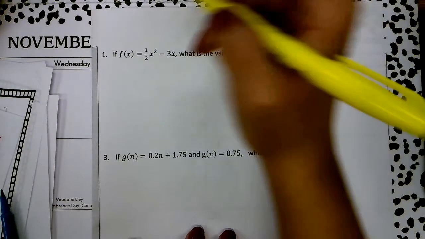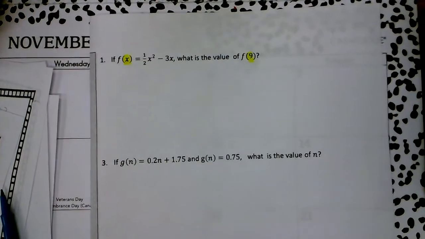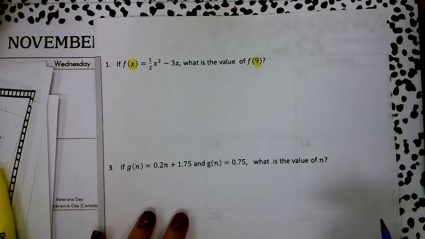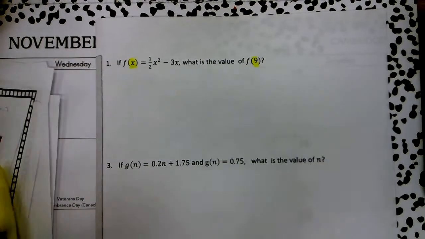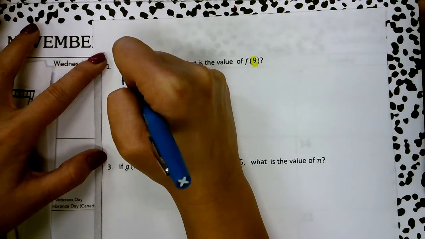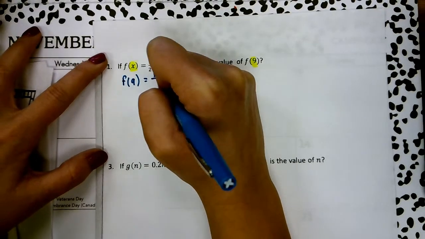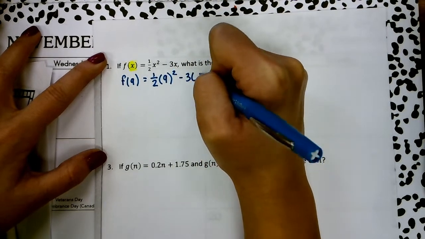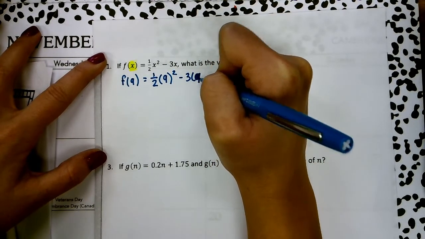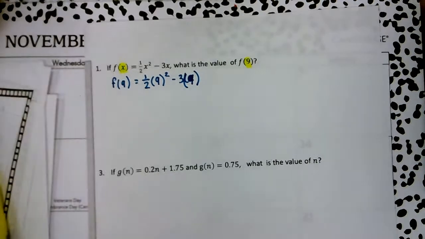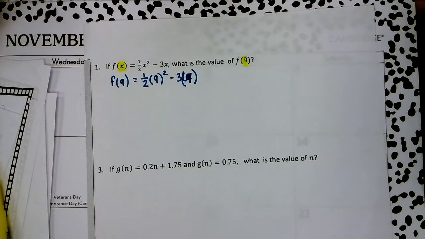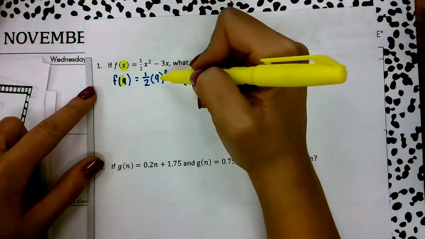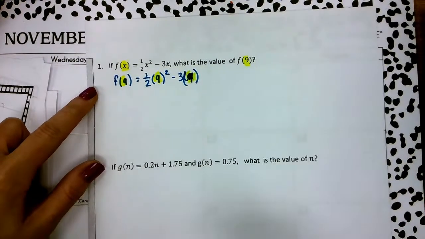So this 9 is in the spot of the x. So everywhere we see an x in this equation, we're going to replace it with a 9. We're going to substitute in a 9. So we have f of 9 is equal to 1/2 times 9 squared minus 3 times, not times x, times 9. Because remember, we're substituting in a 9 everywhere we see that x value. So put a 9 in for x here, here, and here.